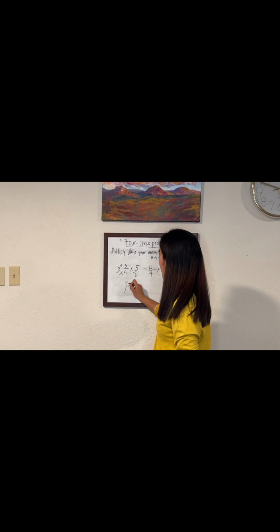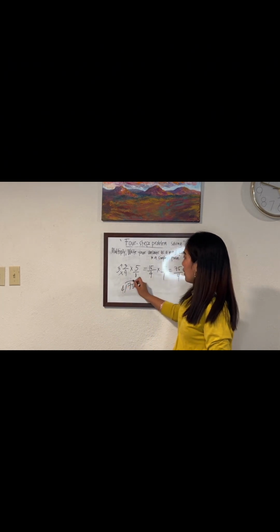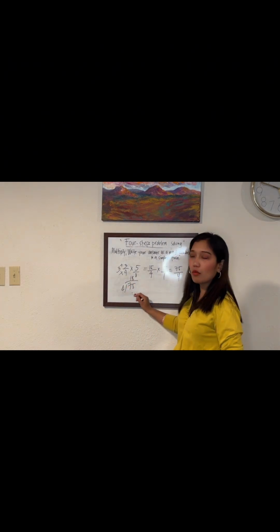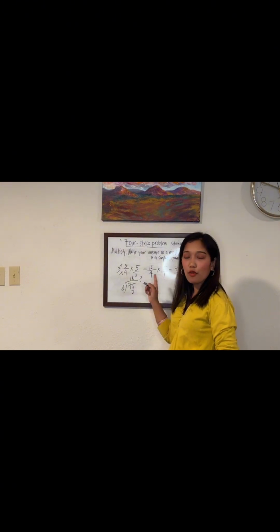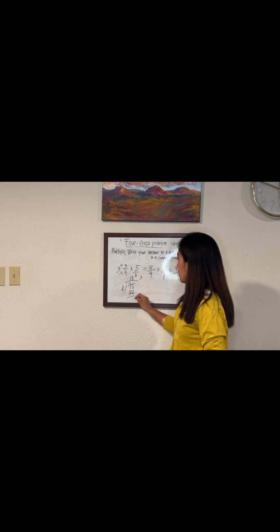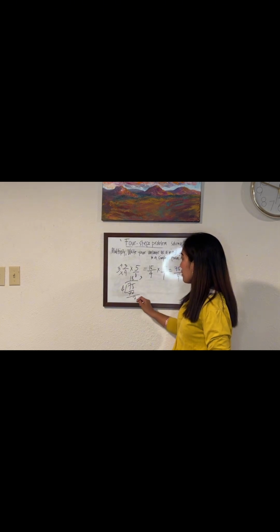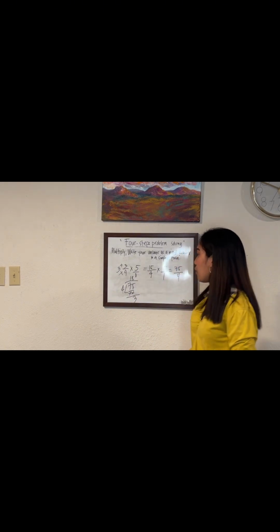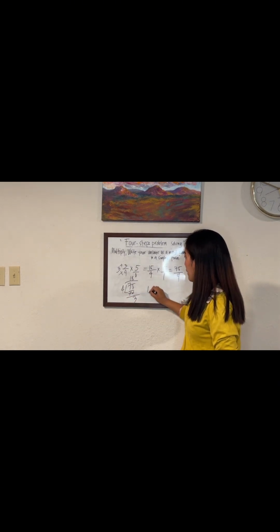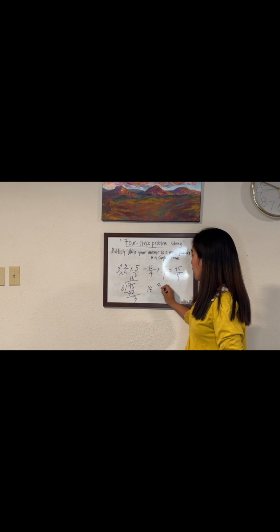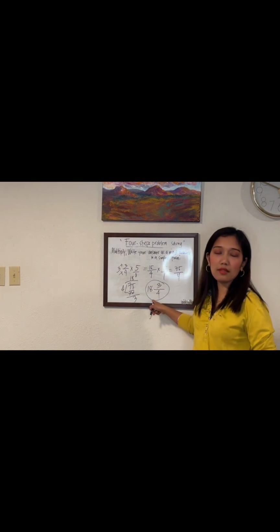75 divided by 4 equals 18. 4 times 8 equals 32... 3. 4 times 1 equals 4, plus 3 equals 7. 75 minus 72 equals 3. So, to write it in simplest form, we have to copy the quotient, the remainder, and the divisor. So this is the correct answer.